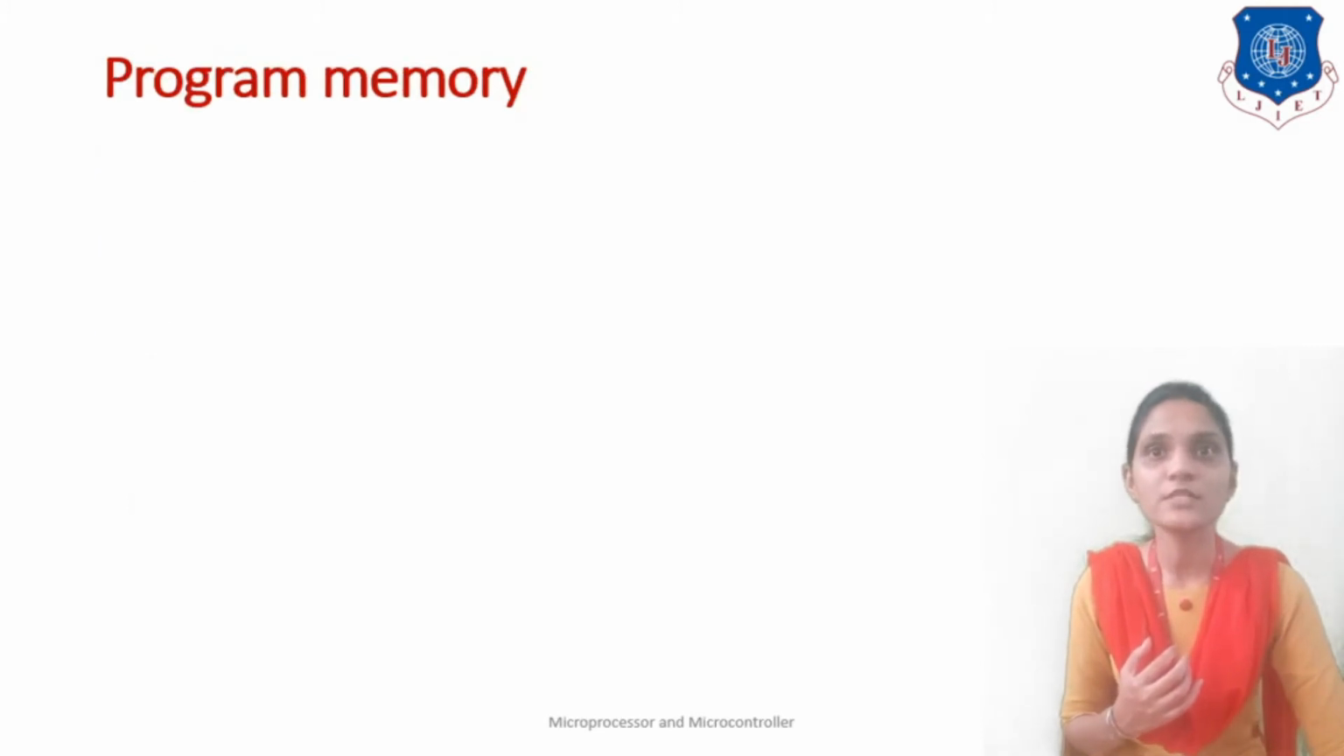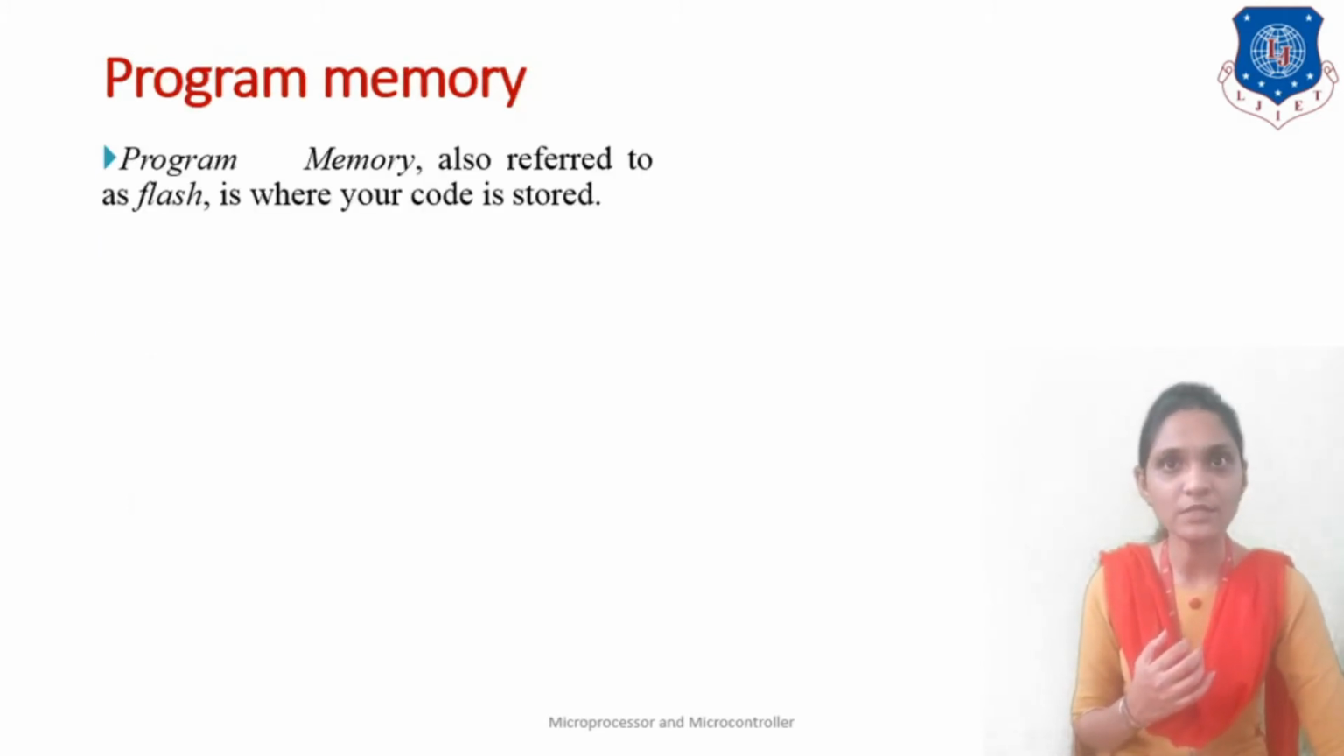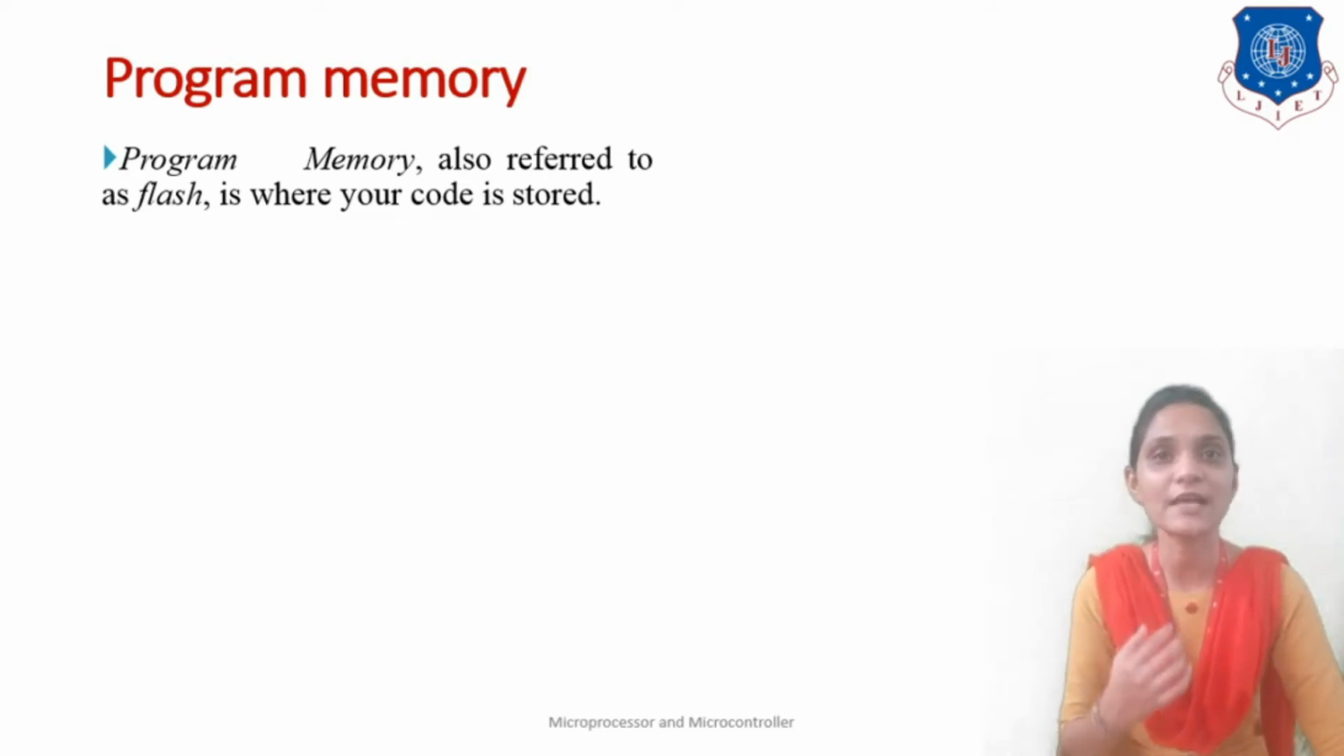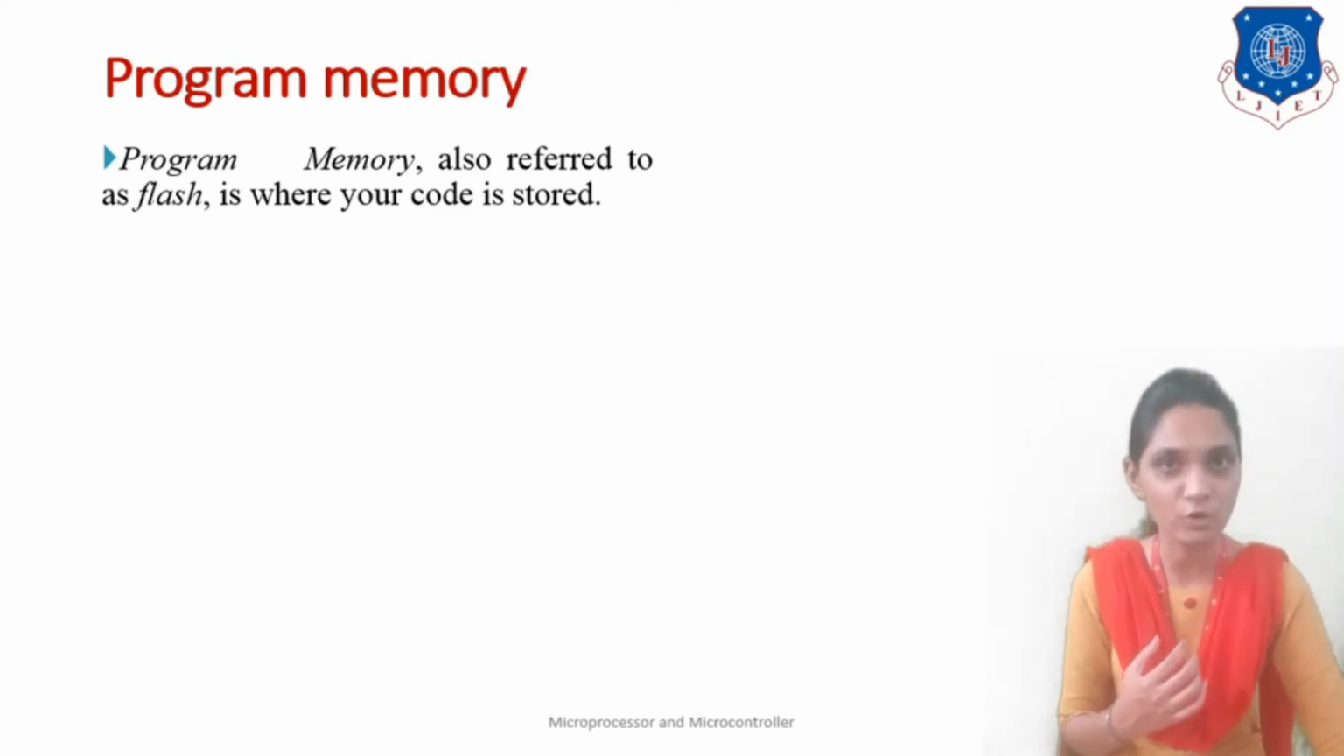Okay, so first let us start with the program memory. The program memory is also referred as a flash memory, and in its naming we are using like ATmega8, ATmega16, ATmega32. There the number 8, 16 or 32 represents the size of the flash memory in kilobytes.